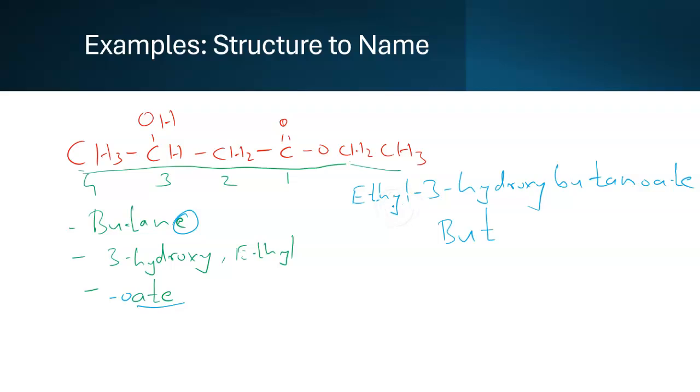So the name of this compound is ethyl, and after that 3-hydroxy, a substituent present on it, and butanoate because there are 4 carbons, and at the last it is an ester.